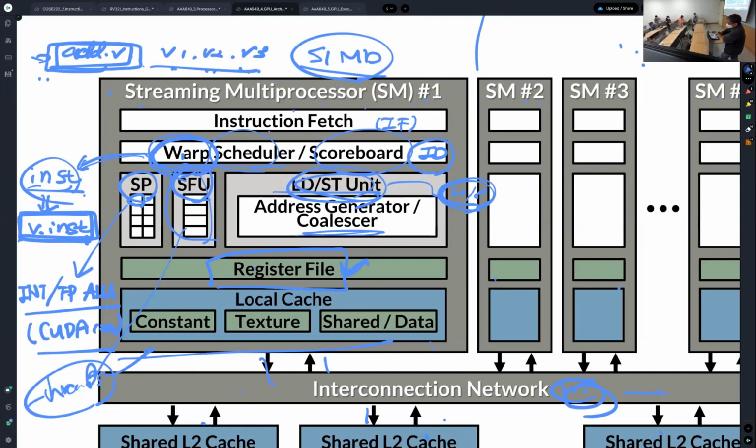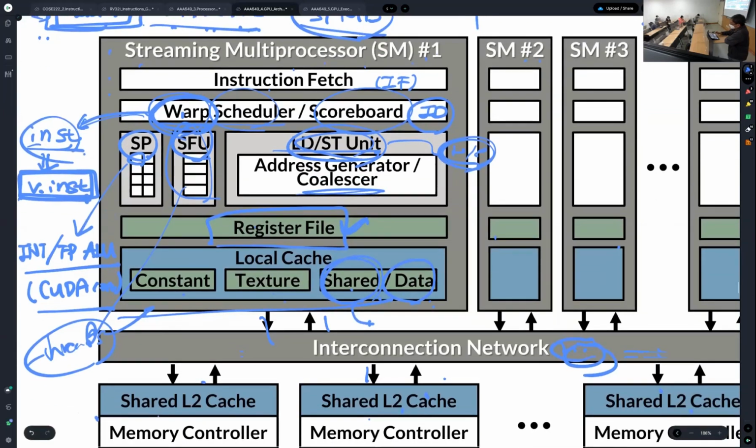Also, the GPU has local caches, like the constant cache, texture cache, and shared memory and data cache. It's another feature of the GPU. Because the GPU supports graphics instructions, natural for graphics applications, it has dedicated caches for different data spaces. Like the constant and texture cache is used for texture operations, and there are shared memory and data cache. Shared memory is the scratchpad memory, actually.